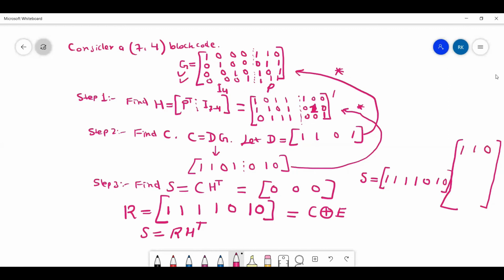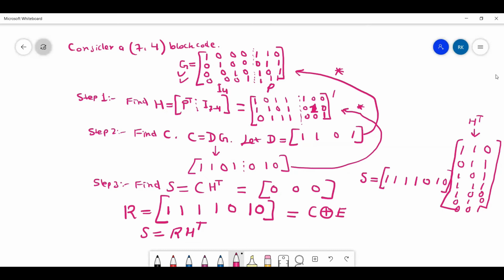So we have 1 1 0, 0 1 1, 1 0 1, 1 1 1, 1 0 0, 0 1 0, and the last row is 0 0 1. This is the transpose of the parity check matrix. Let us verify that this is indeed the case. So it has to be 1 0 1 1 1 0 0. So it is 1 0 1 1 1 0 0.